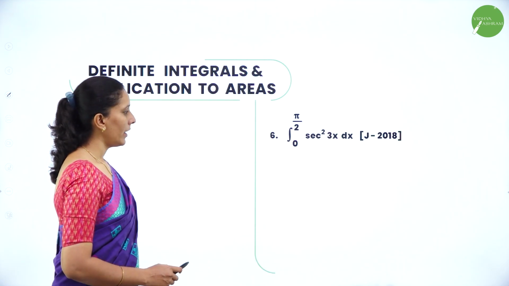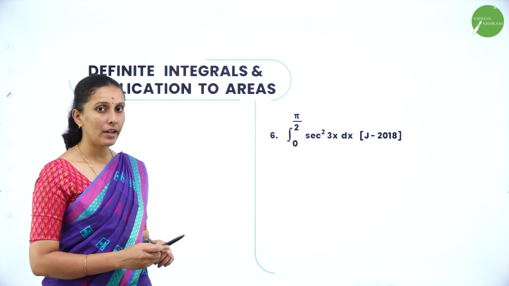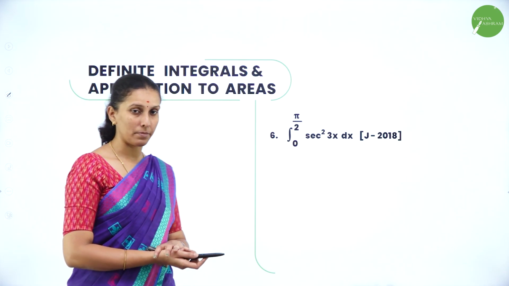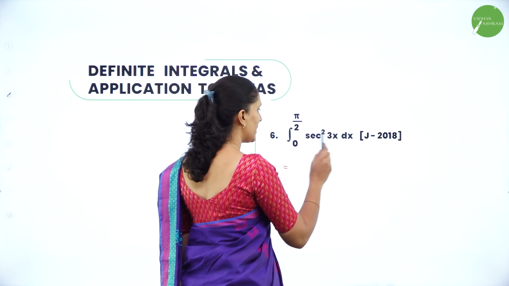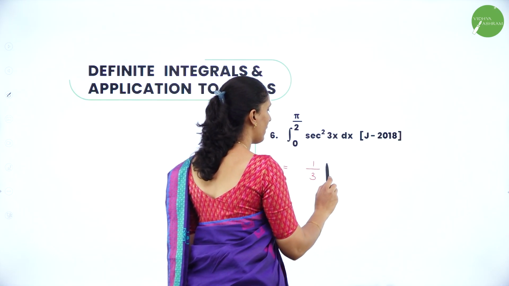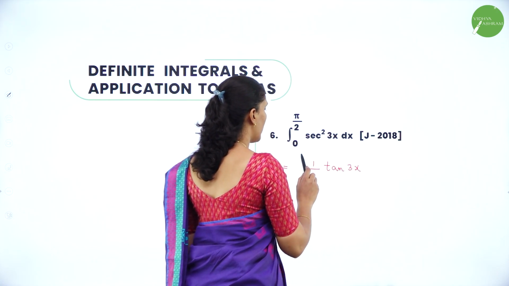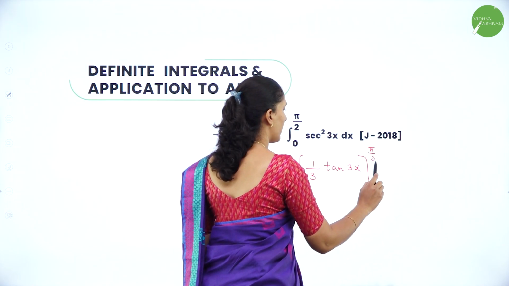Next question. Integral from 0 to pi by 2, secant square 3x. So if we have the secant square ax plus b form, then we can write it as 1 by a tan ax plus b plus c. So therefore, integral of secant square 3x can be written as 1 by 3 tan 3x. Now we can apply the limit from 0 to pi by 2 here.